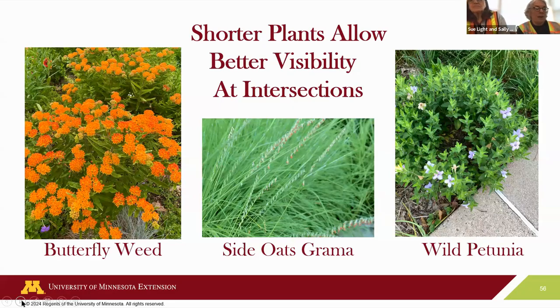One problem we encounter is maintaining a lower plant height on each side of the block for visibility at the intersections. Many of our native plants grow too tall for the intersections, so it's a continual project to add short plants and remove the tall ones. Here are a few that we found work well on the intersections for better visibility: butterfly milkweed, side oats grama, wild petunia, as well as coreopsis and prairie clover.